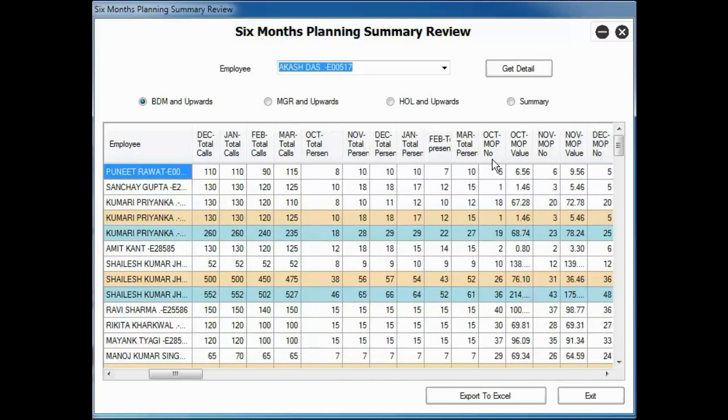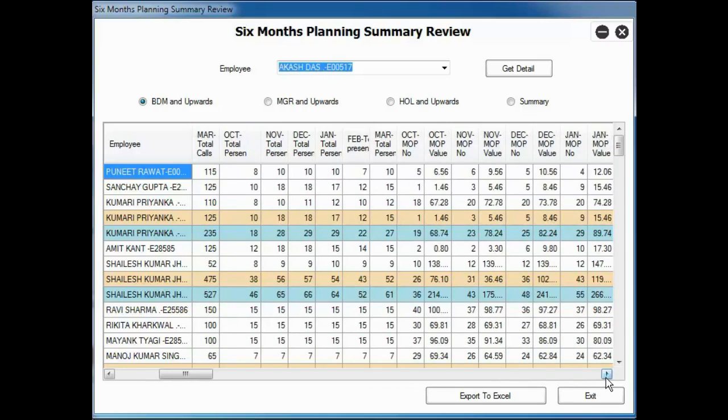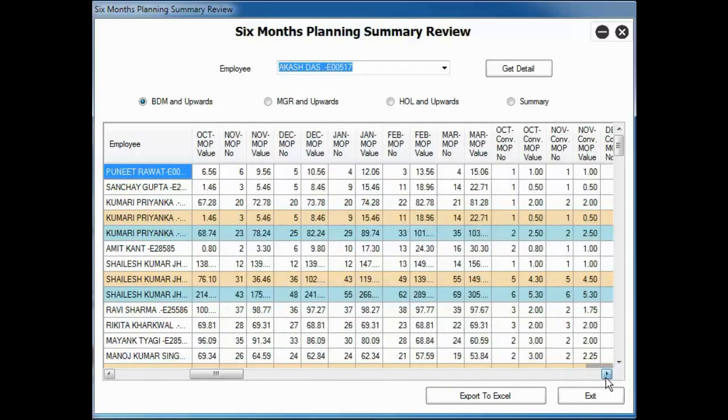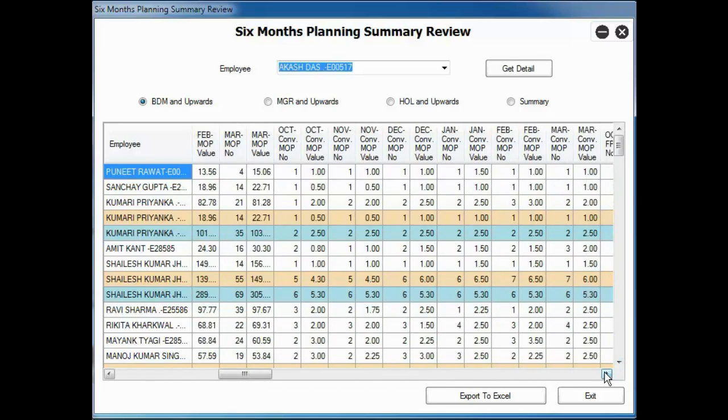You have the totals for MOP number, next to the MOP number, you have the MOP values. Similarly, as we have seen, starting from the month of October going up to the month of March, then you have the October conversion of numbers and conversion of MOP values, which will go on till the month of March.